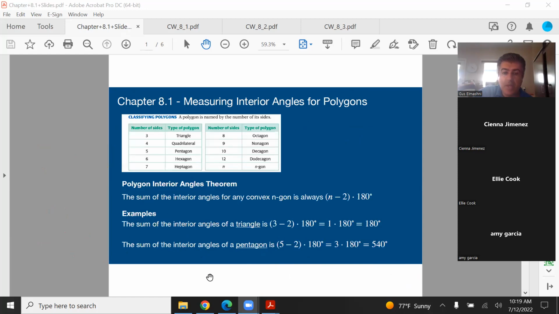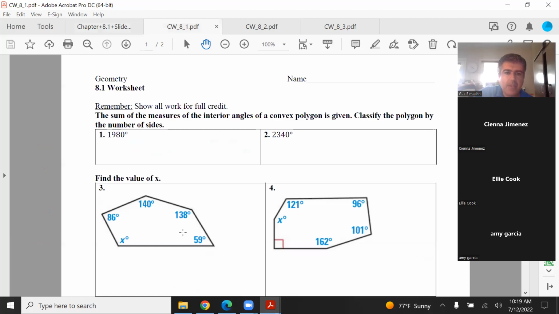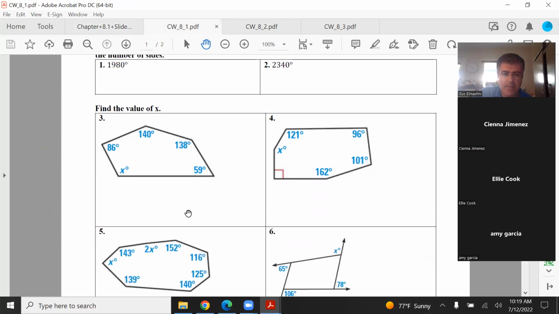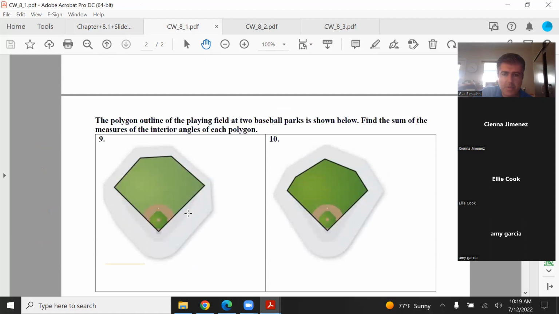Okay, so now we can do some practice. The sum of the measure of the interior angles of a convex polygon is given, classified by number of sides. Here, find the value of x. And here you got something with baseball.